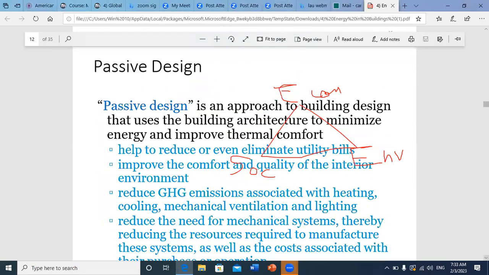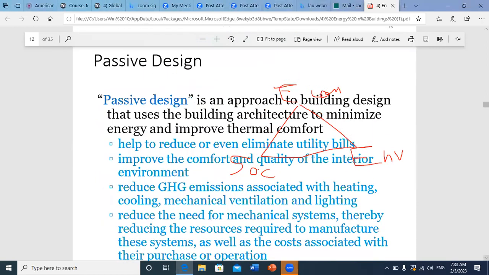Now, when we talk about passive design, a passive design is an approach to building design that uses the building architecture to minimize energy and improve thermal comfort. So when you build your system from zero, if you follow completely regulations, you can come up with a passive design, and you can tend to have also a positive design.